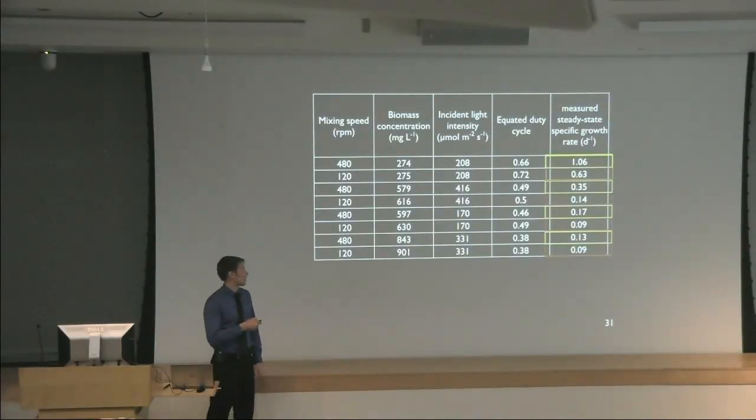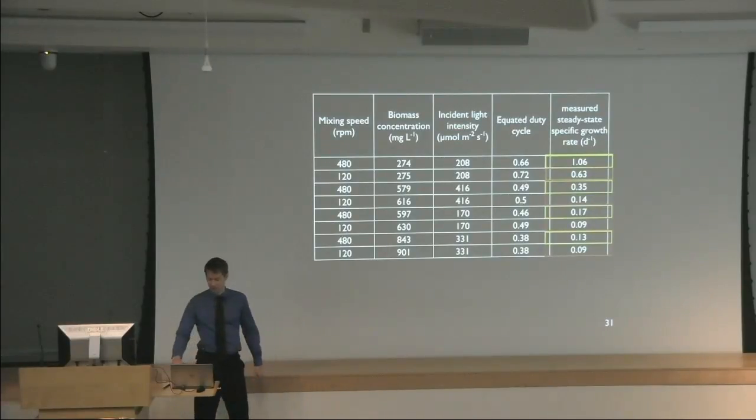The other thing to point out is that if you look at all the higher mixing speed trials and compare them with the equated duty cycle, you'll see that the specific growth rate declines along with the duty cycle. Now, I will point out that when I model out these specific situations using that sawtooth mixing, the model results do not match the measured experimental results. However, the model does represent the trends. I haven't been able to resolve what this discrepancy is, but I suspect that it's either something inherently different with concentrated cultures, or there is some community effect that is not addressed by the model.